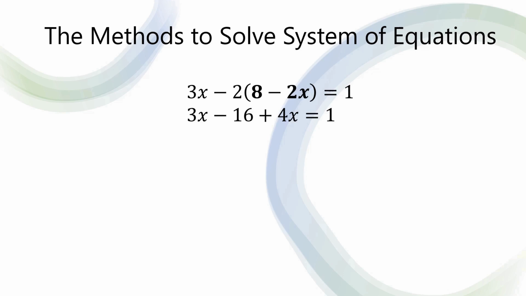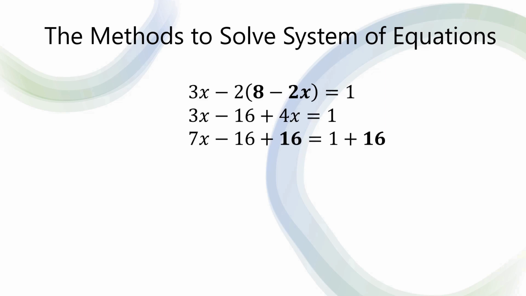Step 4. Simplify and combine like terms by adding 3x and 4x. 7x minus 16 equals 1. Step 5. To solve for x, isolate it on one side of the equation by adding 16 to both sides. 7x minus 16 plus 16 equals 1 plus 16. This simplifies to 7x equals 17.